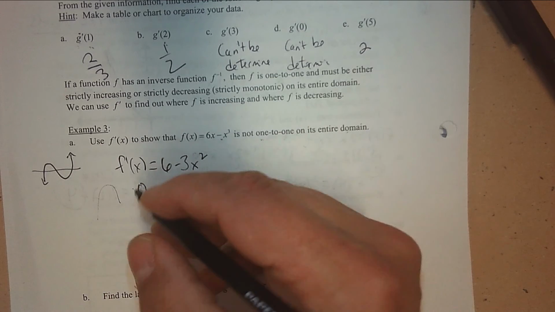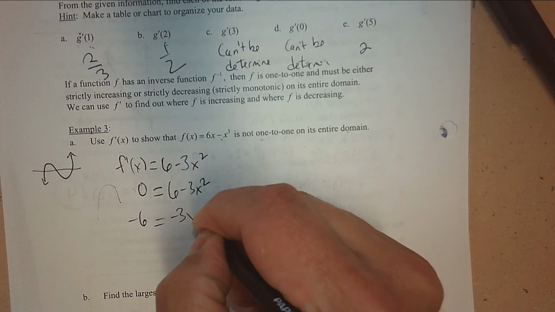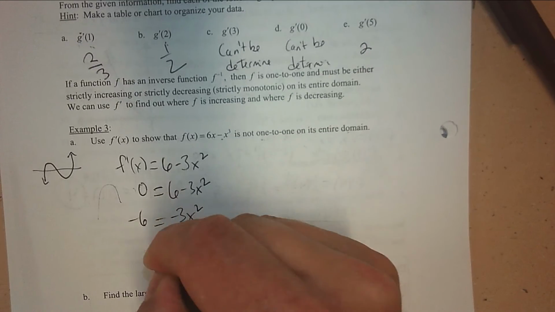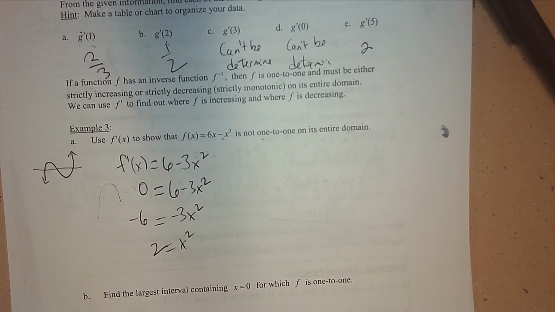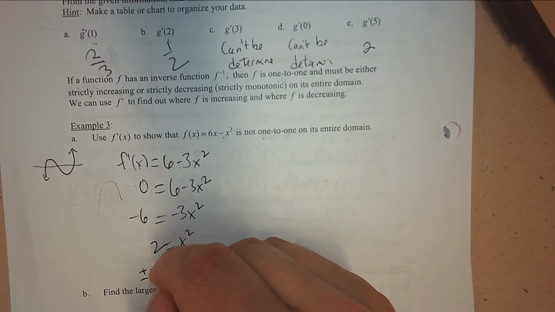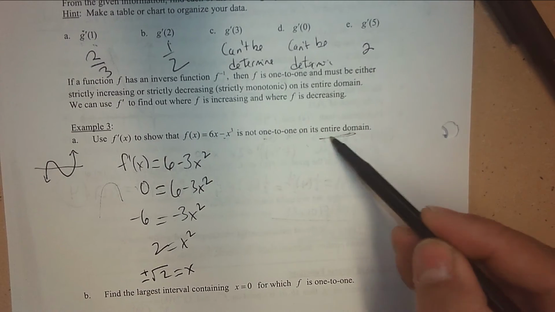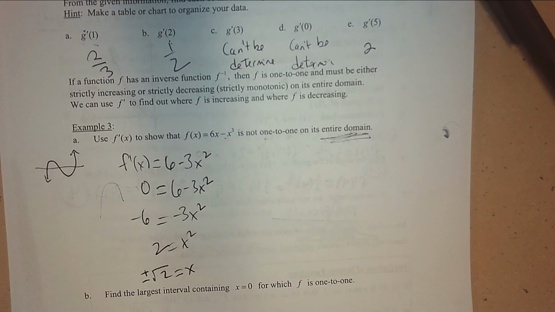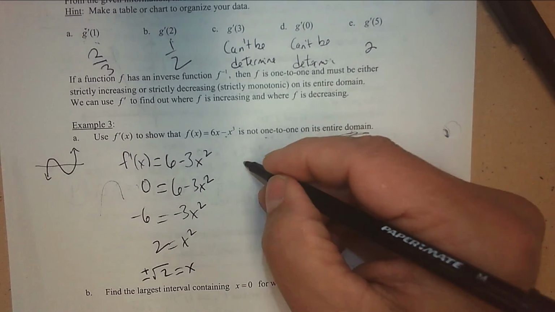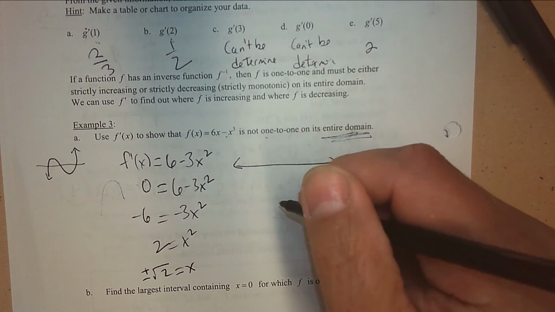Subtract 6? That's what I would do. What would you do next? Divide, and negative 6 divided by negative 3 is, and then how do you undo that? And make sure it's positive and negative. Check the domain restriction. It says the entire domain, so both positive and negative root 2 we're going to look at. Draw first derivative number line.